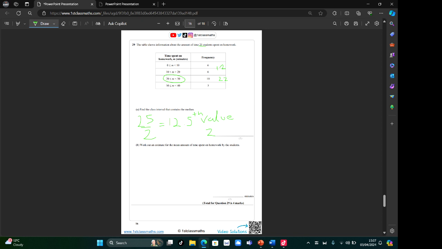Okay, does that make sense, guys? So that's how to work out the median of grouped data. You halve your total frequency and then you do an accumulation of that. Okay, does that make sense, Dora? Yeah, does that make sense?